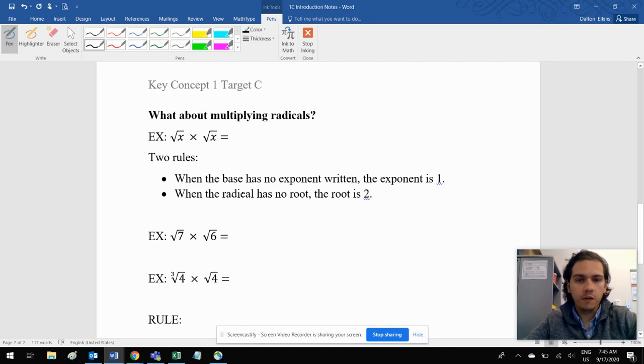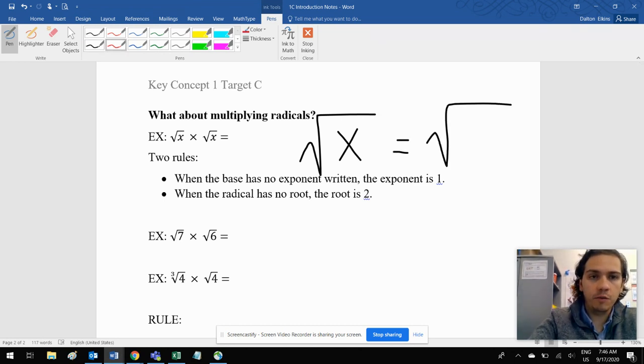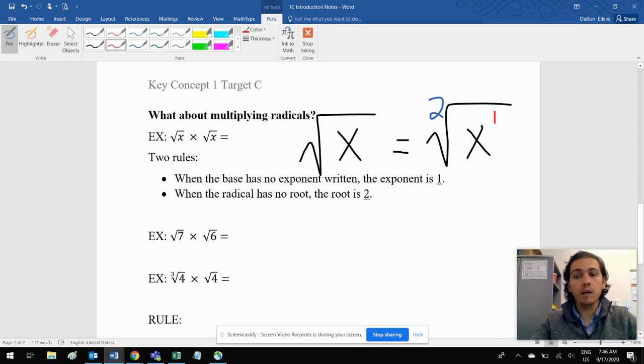When the base has no exponent written, the exponent is 1. When the radical has no root written, the root is 2. For example, if I have the square root of x, another way to visualize that is the second root of x to the first power. Just something to keep in mind here.